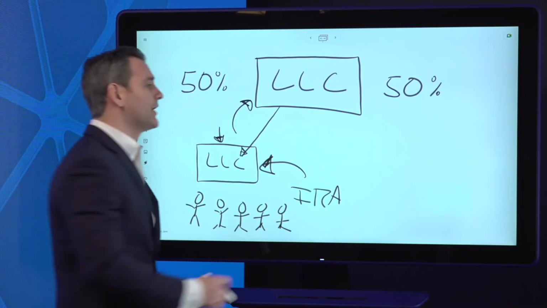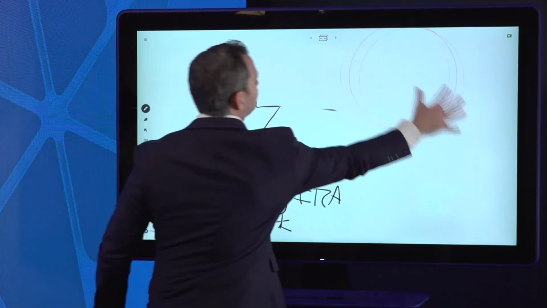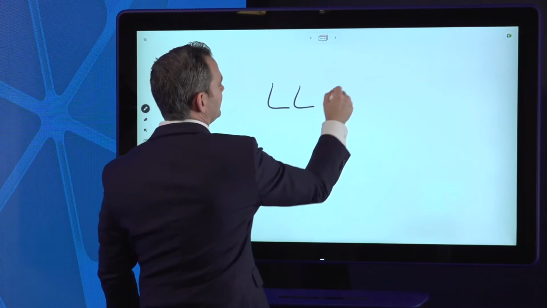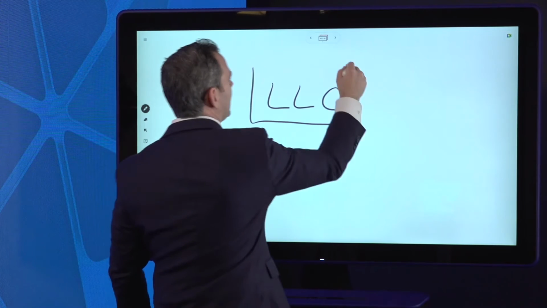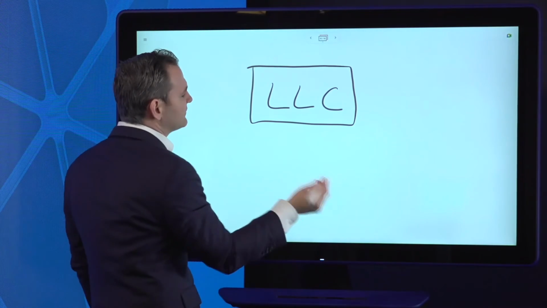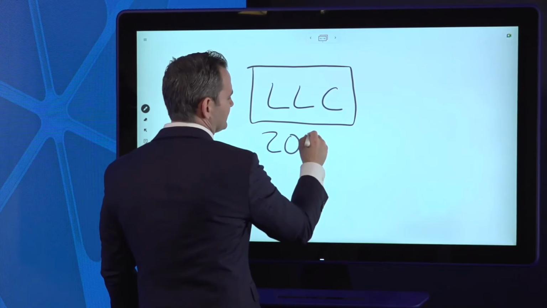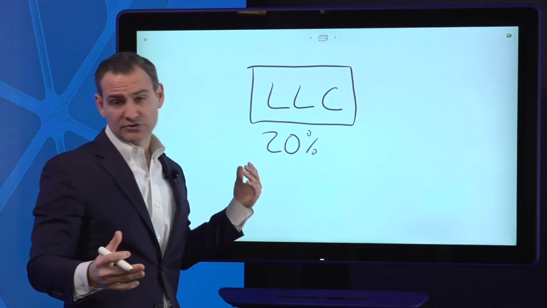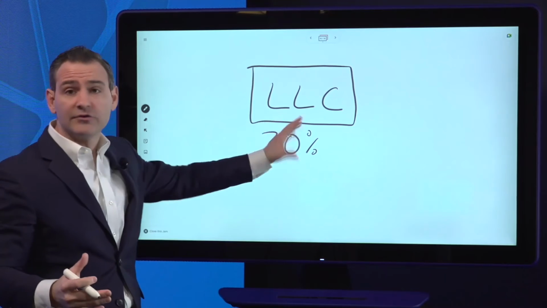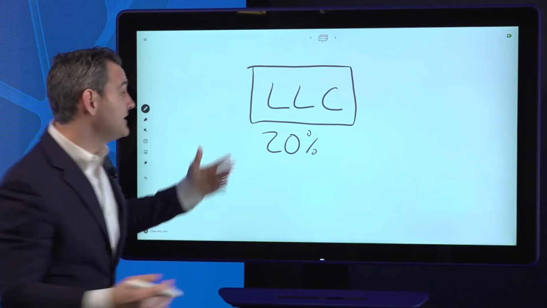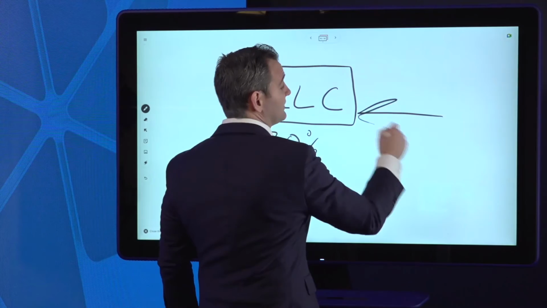Another scenario I see often is where an investor will be a member of an LLC or corporation or LP, doesn't really make a difference, and they'll have, let's say, a 20% interest. The interest is really arbitrary. It's under 50%. Okay, so they have under 50% interest, and they say, okay, because I'm under 50%, that means that my IRA can transact with the entity.